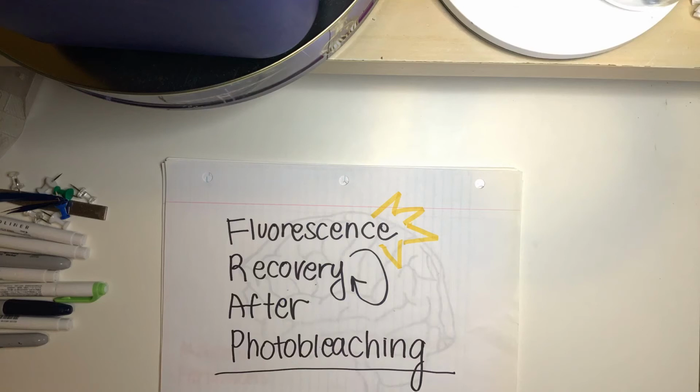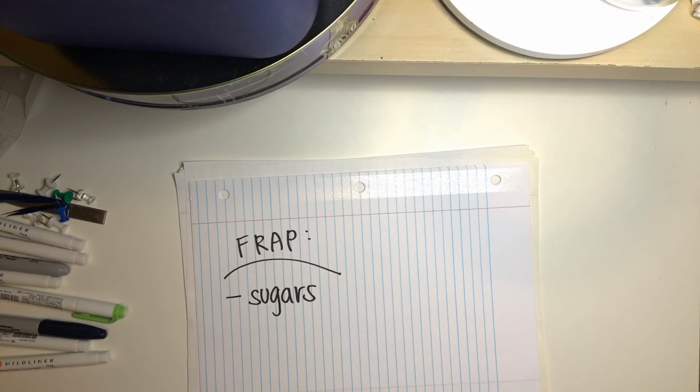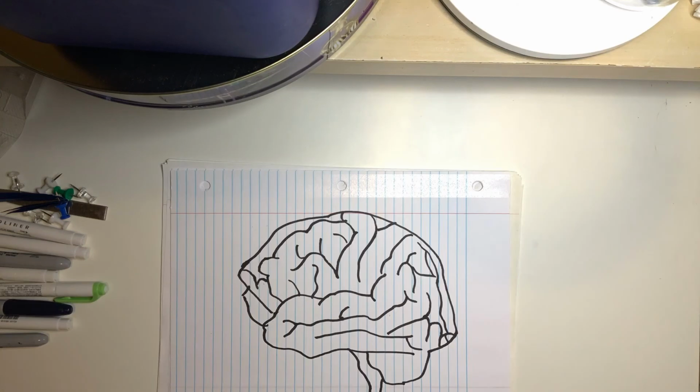FRAP has many applications. You can also use FRAP to see how sugar modifications and protein folding affect protein mobility. FRAP has also been used to study protein aggregates in the brain to better understand how diseases like Alzheimer's and Parkinson's work.